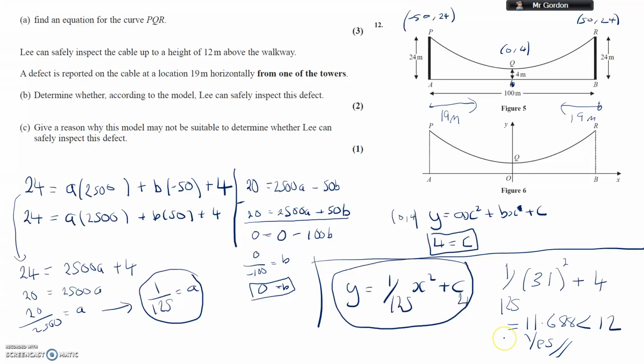And just to save me adding an extra bit to this video, the last part's only for 1 mark. Give a reason why the model may not be suitable to determine whether Lee can safely inspect. This is very close, so any slight variation in this model is going to be a cause for concern here. In real life, we're talking about a suspension bridge. Suspension bridges are open to the weather. In particular, wind could move that rope out of place. This bridge here is, again, a model, and it's assumed to be horizontal. So that bit there may not be exactly horizontal.